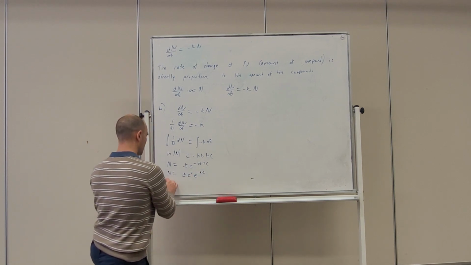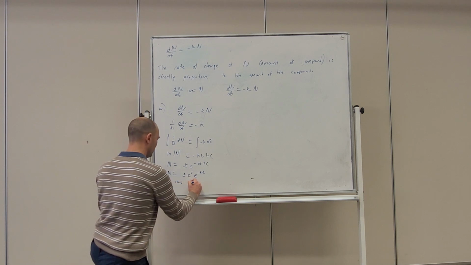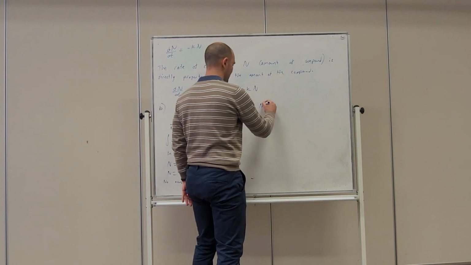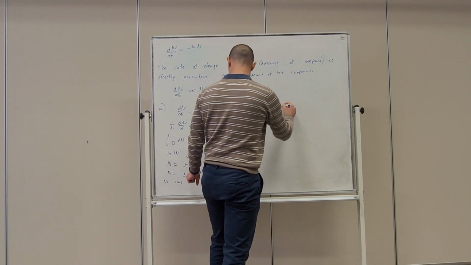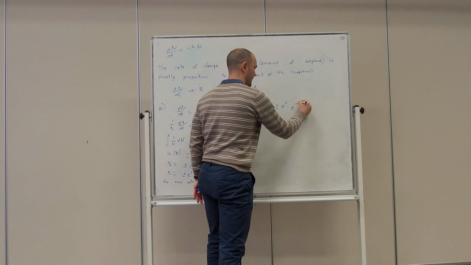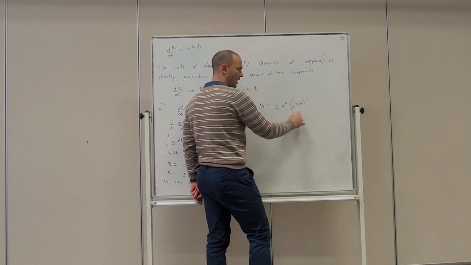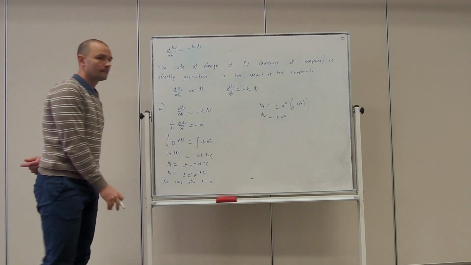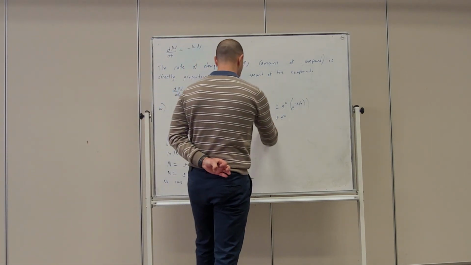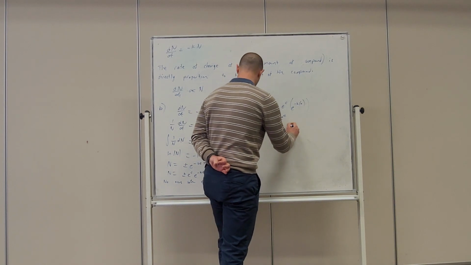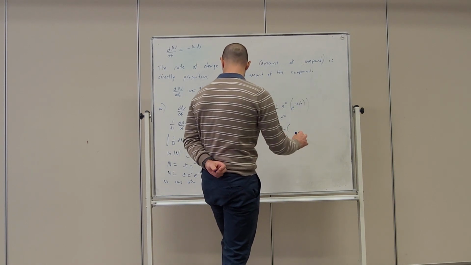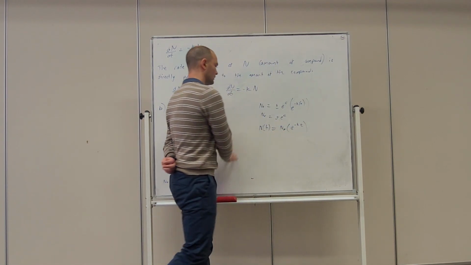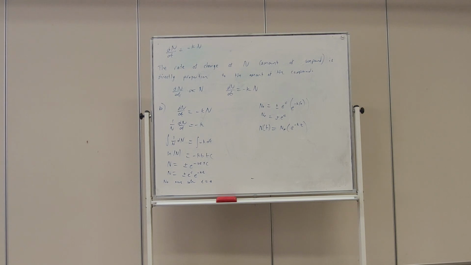Yep. Now, n naught occurs when t is 0. So when t is 0, what we have is n naught equals plus or minus e to the c, e to the minus k times 0. This component is 1. So we have n naught is plus or minus e to the c by definition. Okay, so that means n of t is equal to n naught times e to the minus kt.